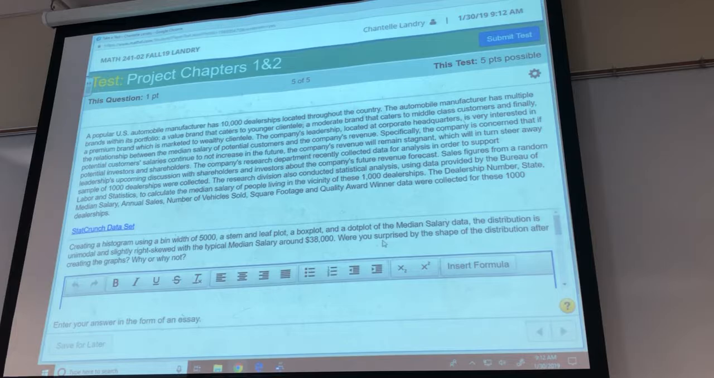Okay, then right here it says, were you surprised by the shape of the distribution after creating the graphs? Why or why not? So that's just following up on what your prediction was. If it's the same, if it's different, why or why not? Again, with this one, 1 or 2 sentences, don't make it too long.